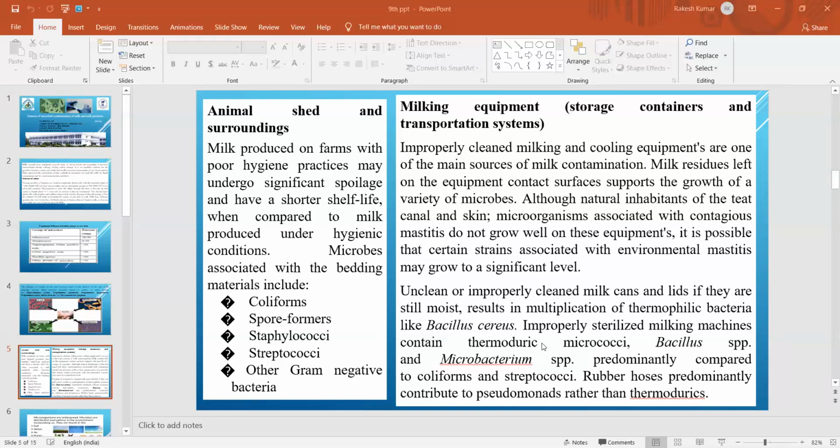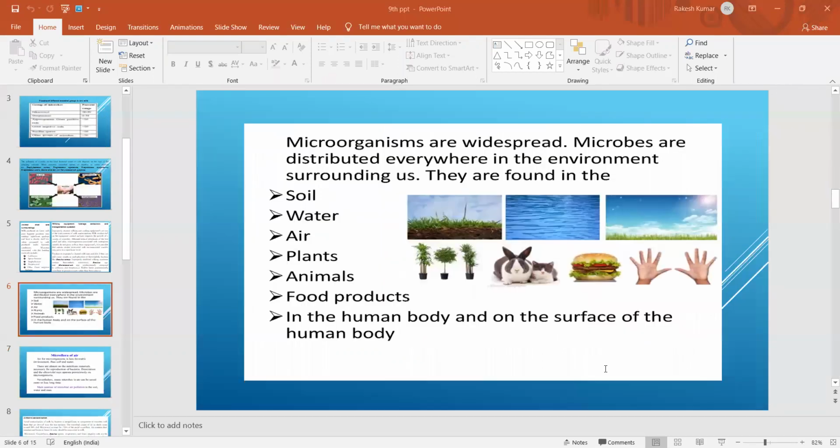Here you can see the specificity. Micrococci is already there in the system, but in case of machine milking, if you have not properly cleaned your machine, automatically the number of thermoduric micrococci will be more. Then Bacillus species and Microbacterium species are predominantly there compared to coliform and streptococci. Coliform and streptococci is already there in the system as a contaminant. Then rubber hoses predominantly contribute to Pseudomonas rather than thermoduric. So wherever some rubber parts are there, they are a good source of Pseudomonas.